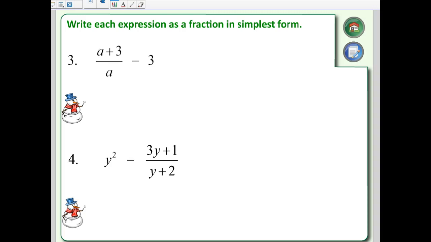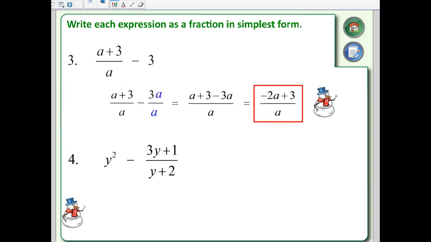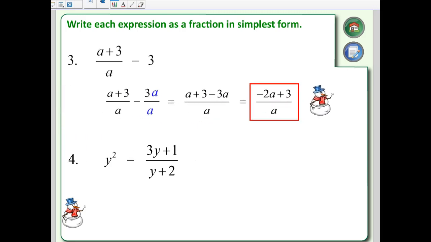Okay, let's try another one. Let's look at number 3. Now, I want everybody to try number 3 on your own. And if you try number 3 on your own, let's see what happens. Can you figure out what my common denominator has to be? All right, I'm going to show you the right answer, and let's see how you did.